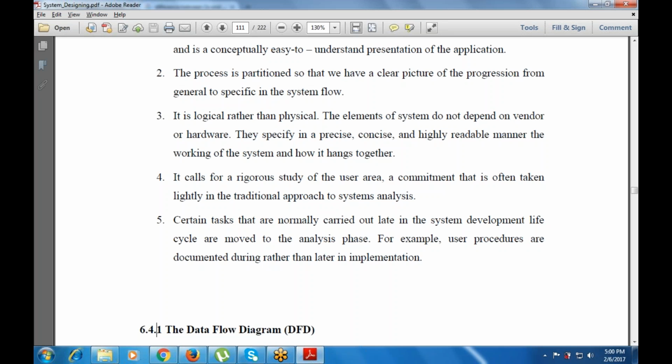And certain tasks that are normally carried out late in the system development lifecycle are moved to the analysis phase. For example, the user procedures are documented during analysis rather than later in the implementation, but it is over the data that is used with the implementation part.